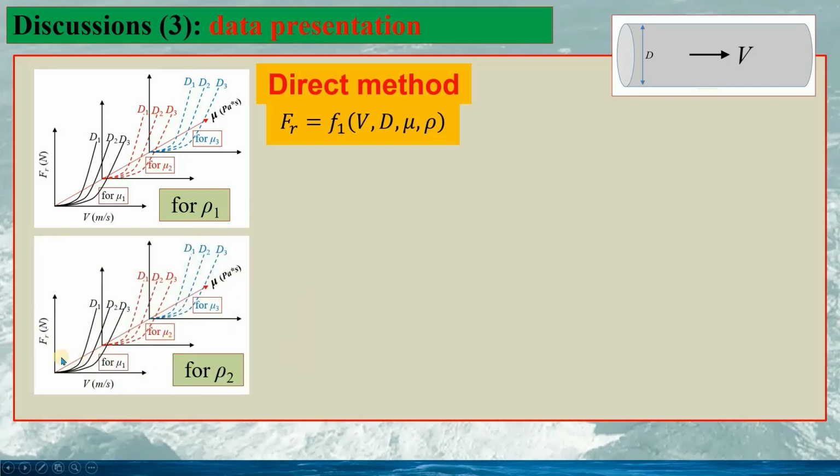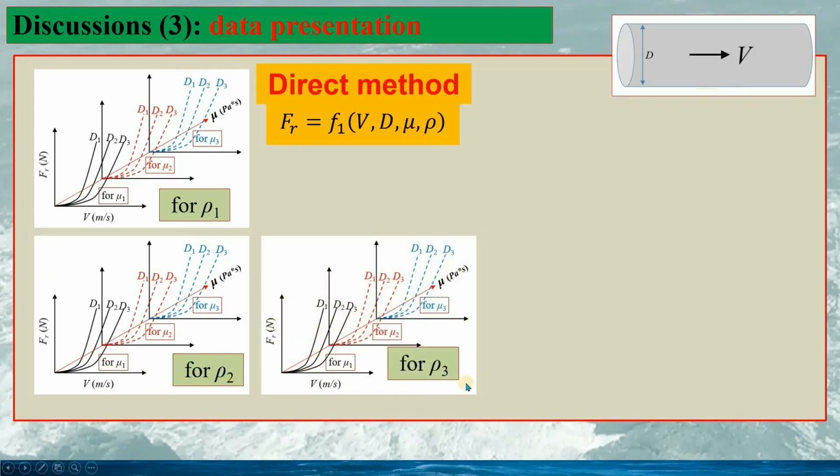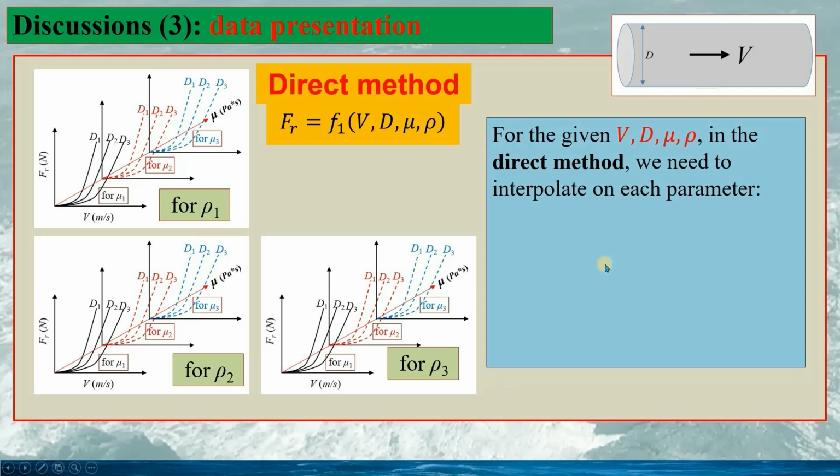And for the second density, we have a similar plot. And for the third one, we would have another plot given as this. And even we have the plot like this. And then when we try to get the fluid friction, if the environment parameters are given, for instance, V, D, mu, and rho are all given, we need to get the fluid friction.